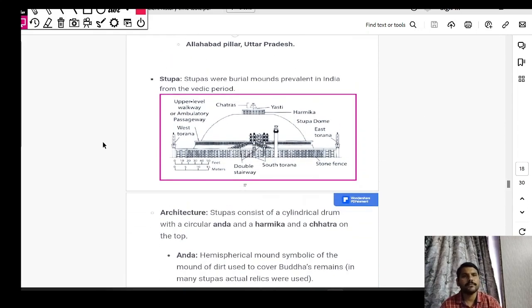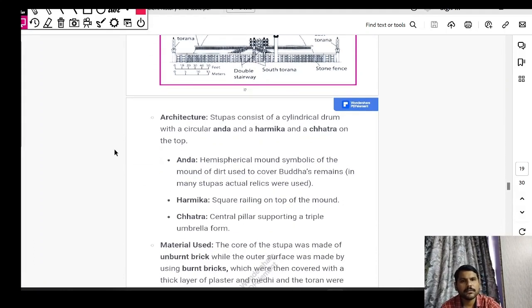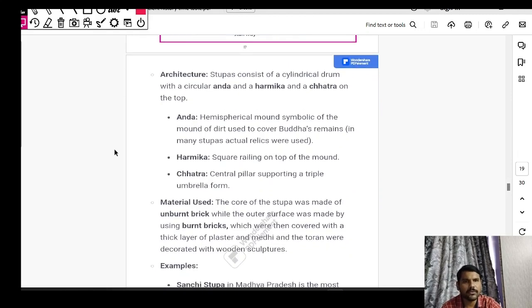So this is a stupa. Just look at the stupa, and it is asked frequently. You have an ambulatory passage, and toranas, stairways, toranas again, chakras. So just look at this, study it. Sometimes it is asked: describe the stupa architecture. Based on these things, you can easily answer: there is an ambulatory passageway for people to go around, and inside it contains the relics of Buddha, etc. So these are all things you can go through.